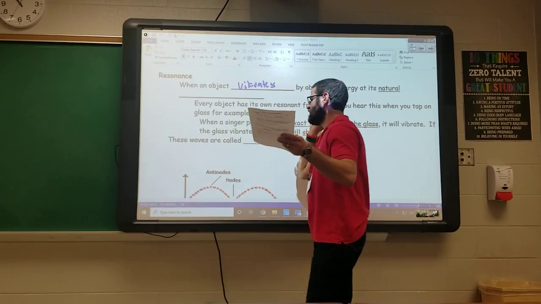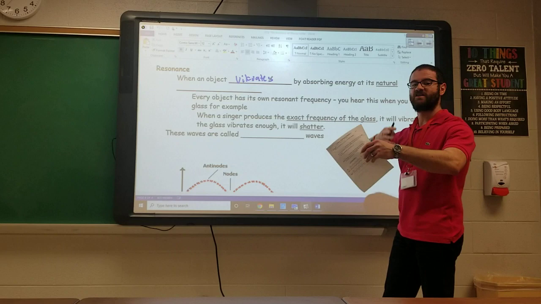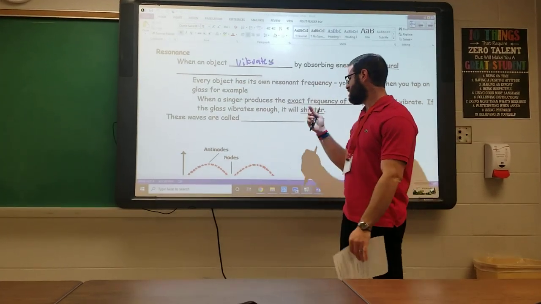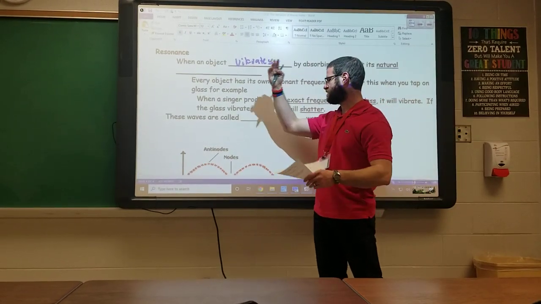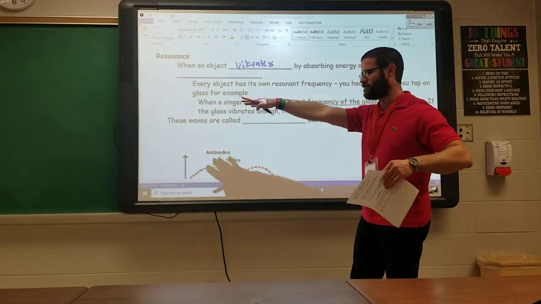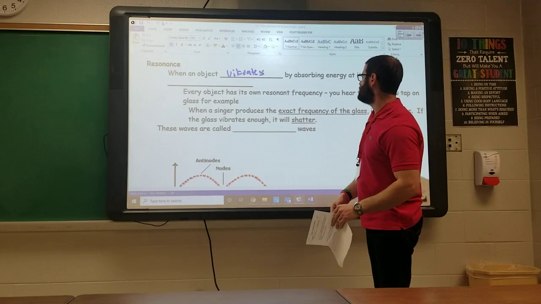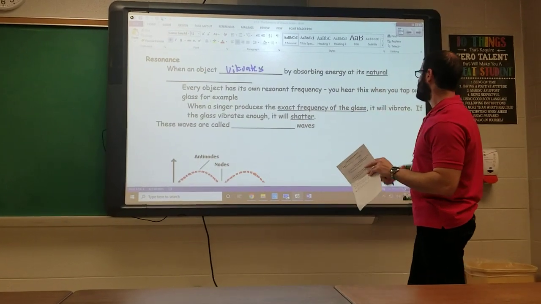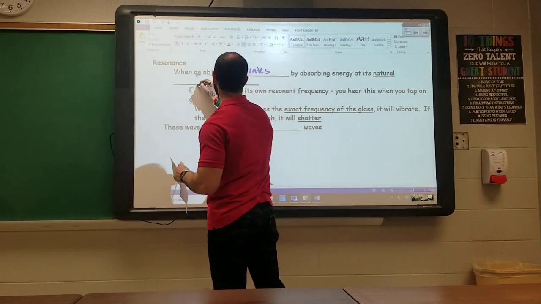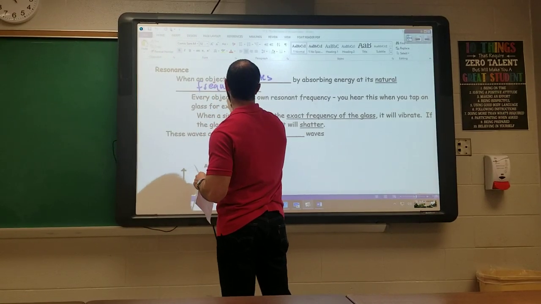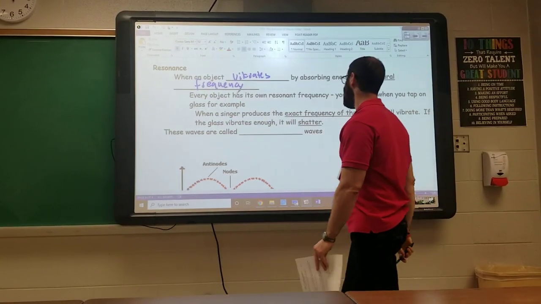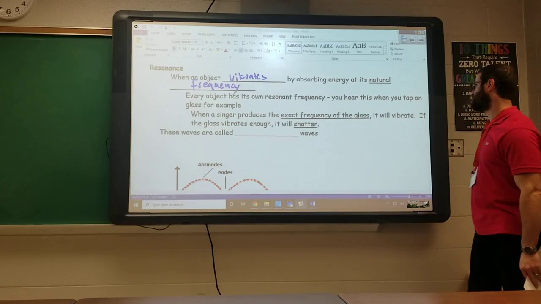Sound waves are nothing more than vibrations at a certain frequency. We talked about frequency, that's the number of cycles per second. We'll talk more in the sound part of the unit about how pitch and frequency are related. But when an object vibrates by absorbing energy at its natural frequency, that's resonance. Every object has its own resonant frequency.